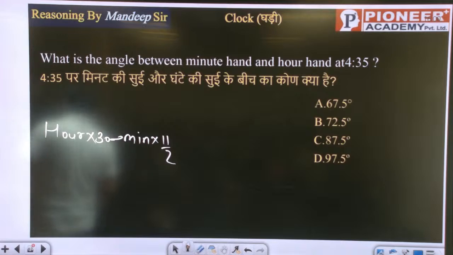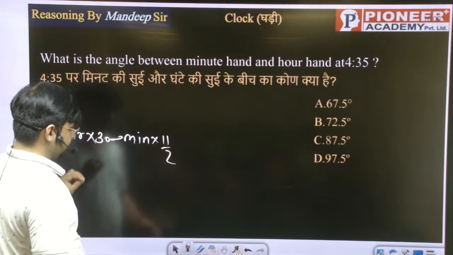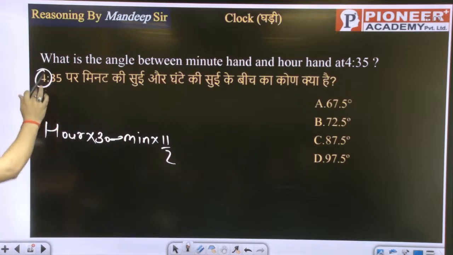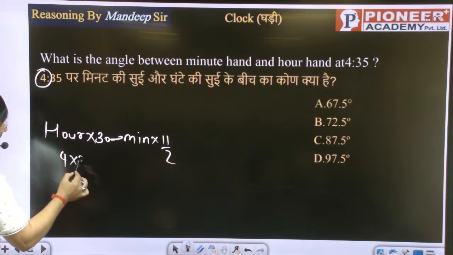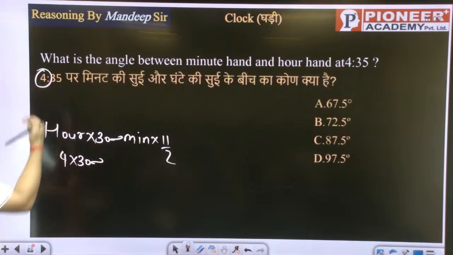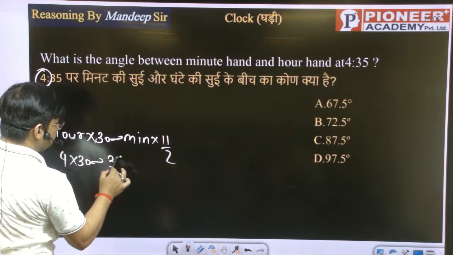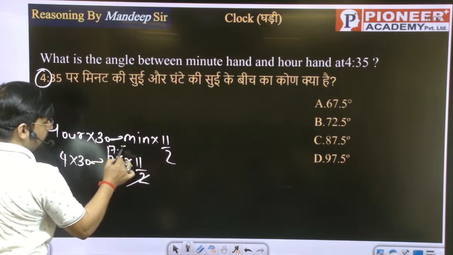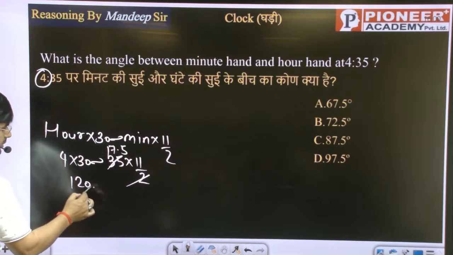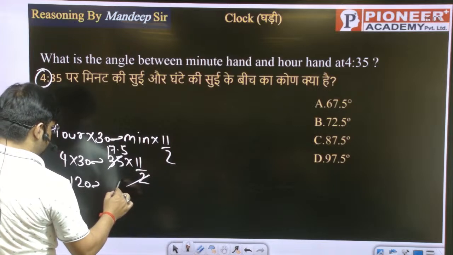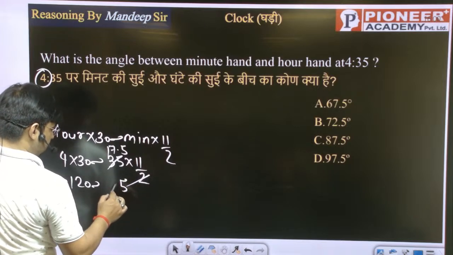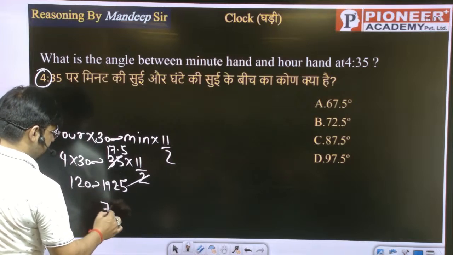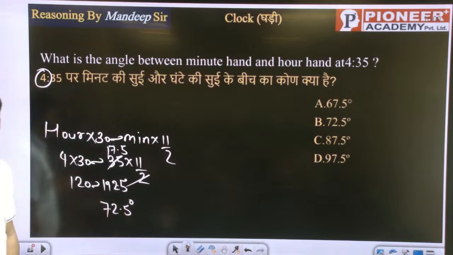Now, visual. 4 is the hour, so 4 into 30 difference. 35 is the minute, 35 into 11 upon 2, that is 17.5, and 120. It's 72.5 degrees.